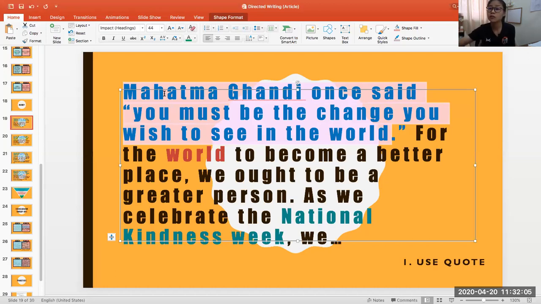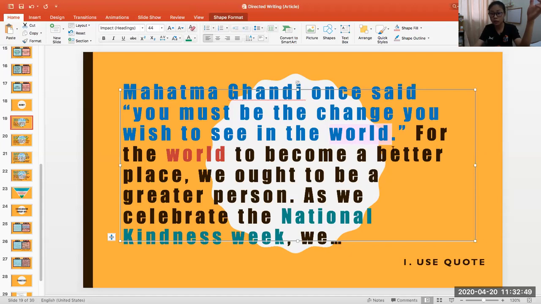So you have these famous people like Mahatma Gandhi, Tun Mahathir, whatever famous people said, you can use it. So he said, you must be the change you want to see in the world. But when you use a quote, you need to draw connection. You need to connect them, right? If you see the second sentence I use here, I use the word world because it comes from the quote. So I want to link it back to the quote. I want to connect it.